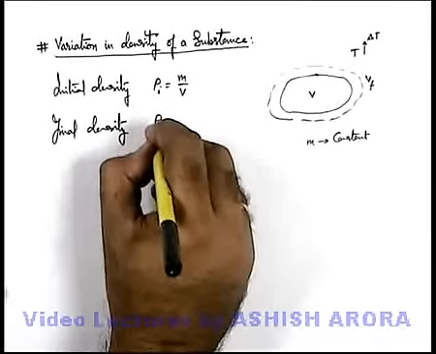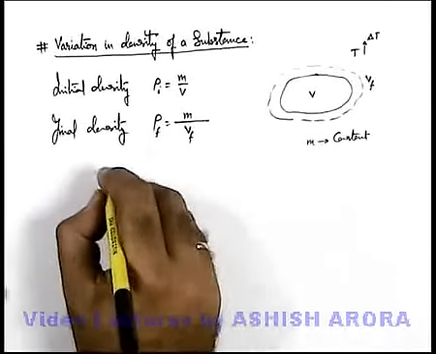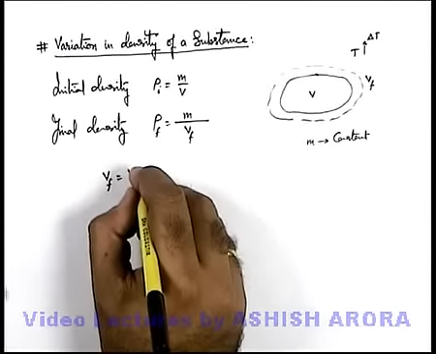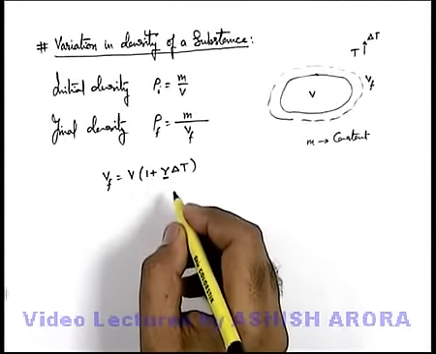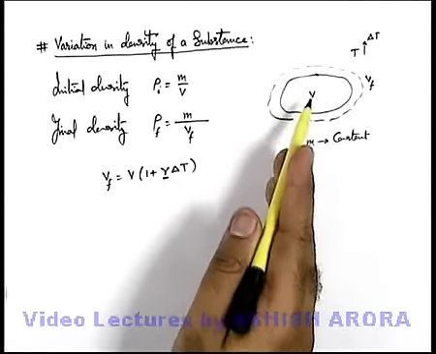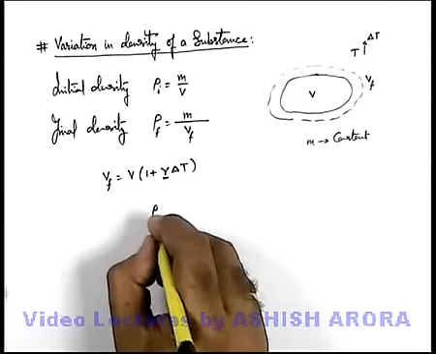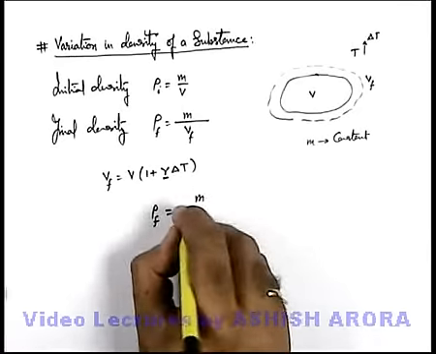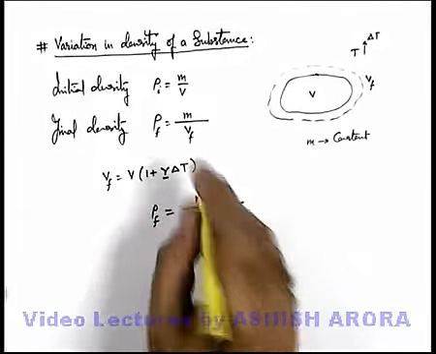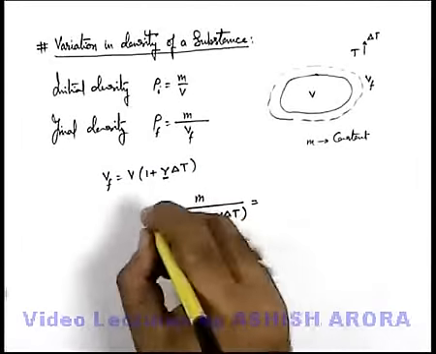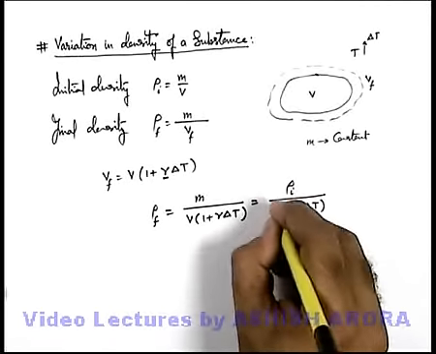final density rho F to be m by volume, which will have increased to Vf, and we know this Vf we can write as V multiplied by (1 plus gamma delta T), where gamma is the coefficient of cubical expansion for the material of this object, and we substitute it here. We can see the final density can be written as m upon V(1 plus gamma delta T). And here m by V is the initial density, so final density can be written as initial density upon (1 plus gamma delta T).